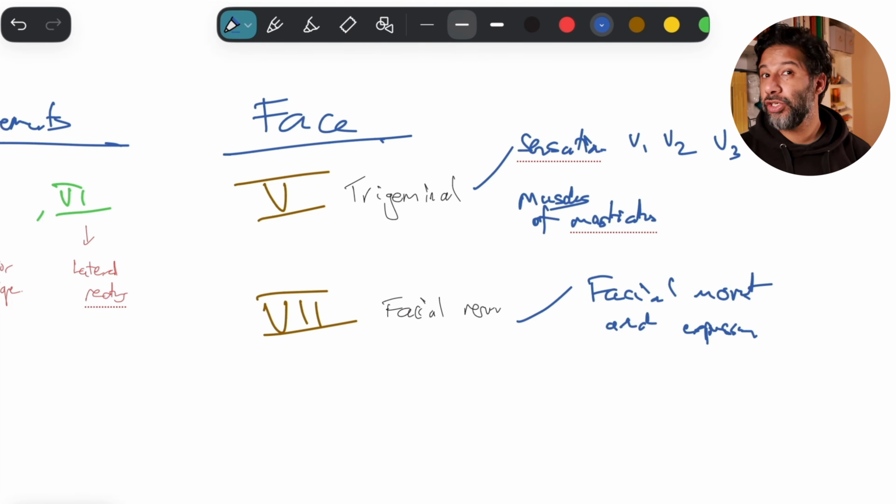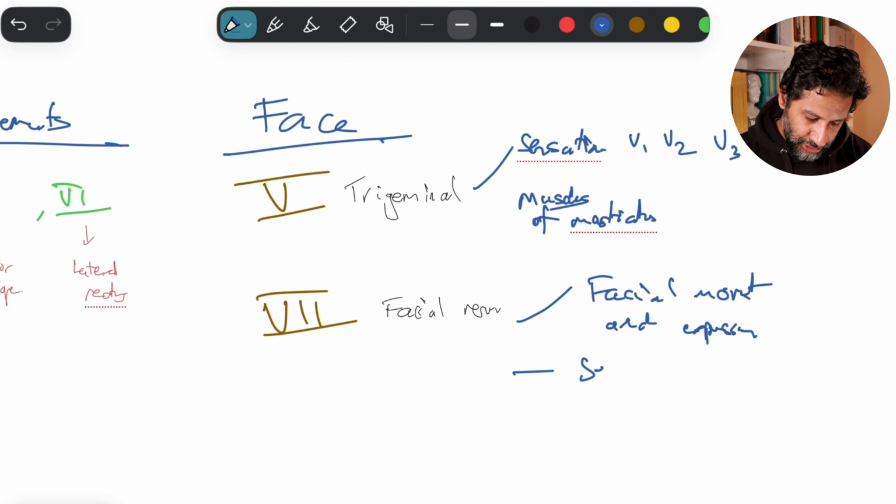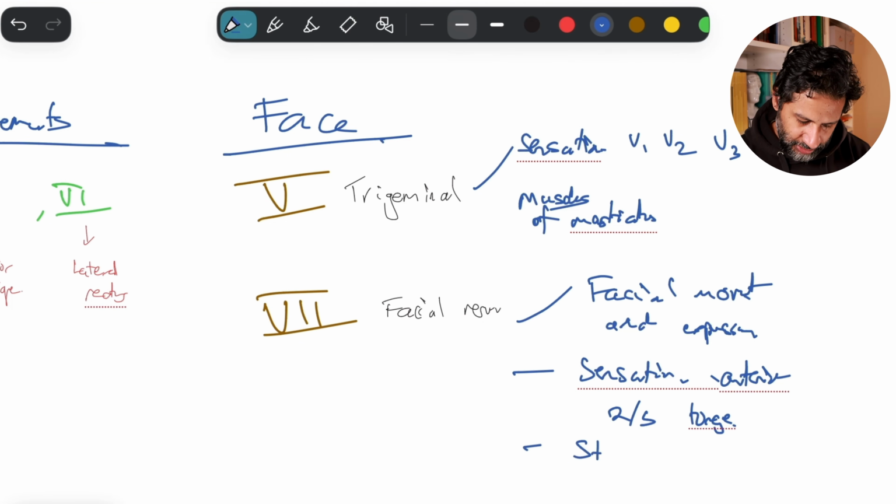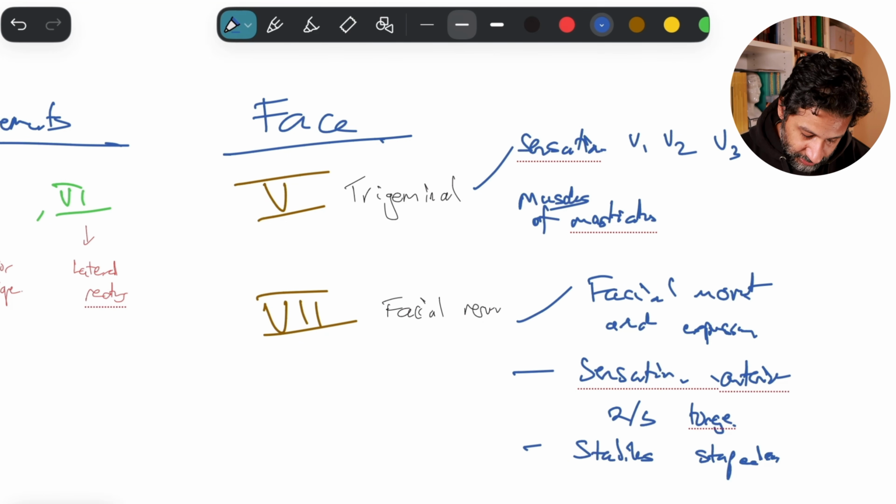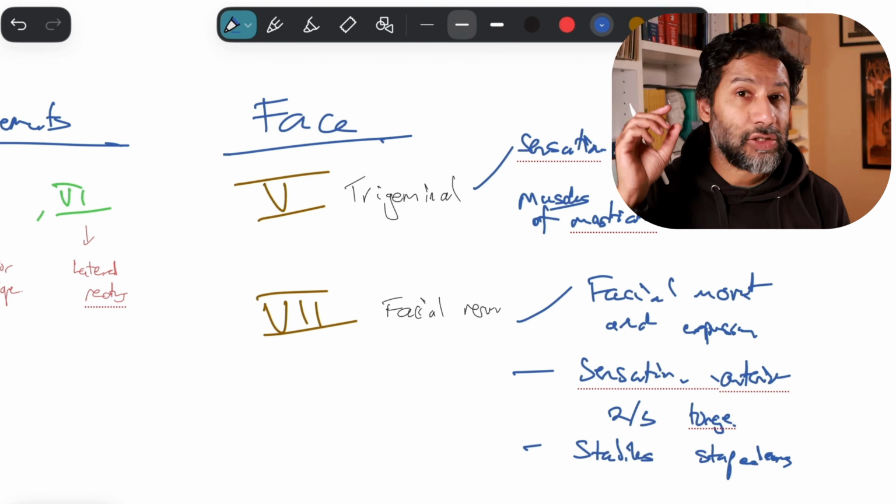Now there's a couple of interesting things the facial nerve does as well. And that is sensation to the anterior 2/3 of the tongue. And it also stabilizes the stapedius. So what is stapedius? Stapedius is one of the three tiny bones in your ear that is part of the hearing apparatus. Your eardrum vibrates, and those three little bones kind of vibrate along and send signal to your cochlea. It stabilizes that. It keeps it kind of like nice and stiff and a little bit rigid.